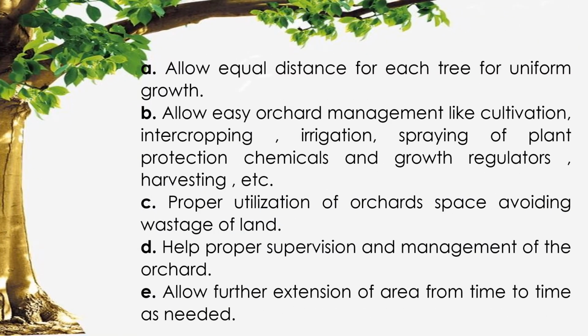We have the first one. Allow equal distance for each tree for uniform growth. Next, allow easy orchard management like cultivation, intercropping, irrigation, spraying of plant protection chemicals and growth regulators, harvesting, and others. Proper utilization of orchard space, avoiding wastage of land. Next, help proper supervision and management of the orchard. Allow further extension of area from time to time, as needed.